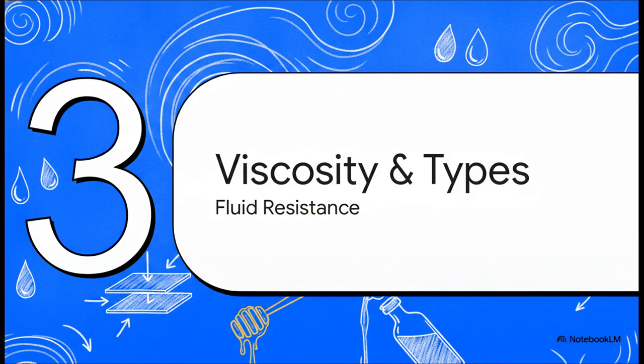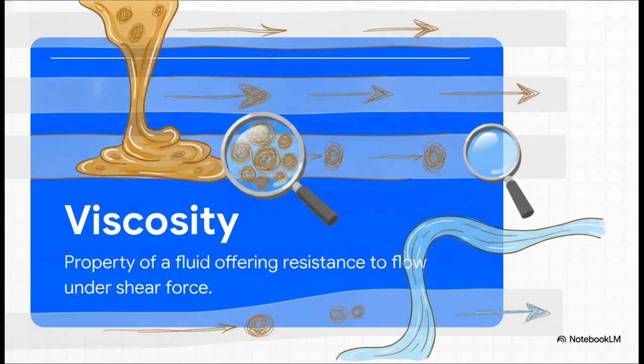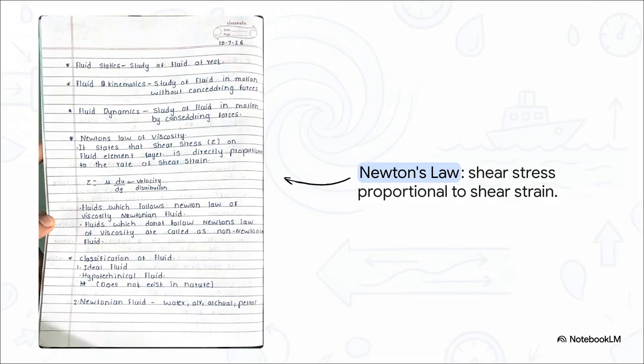Section 3. Viscosity and fluid types. Okay, think of viscosity as the internal friction of the fluid itself. It is the exact property that dictates why honey pours so much slower than, say, a glass of water. As the fluid layers slide over one another, viscosity is the resistance they offer against that shear force. We can actually mathematically define this friction using Newton's law of viscosity. This law basically states that the shear stress on a fluid layer, which we denote with tau, is directly proportional to the rate of shear strain, or the velocity gradient, du over dy. The constant of proportionality that turns this relationship into a workable equation is mu, which is our dynamic viscosity.